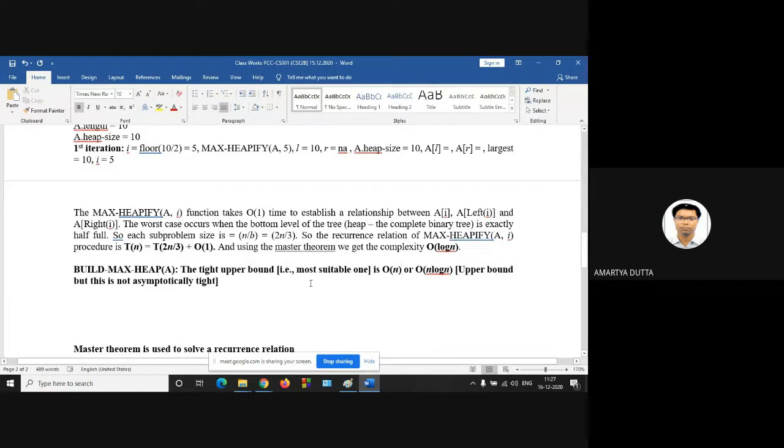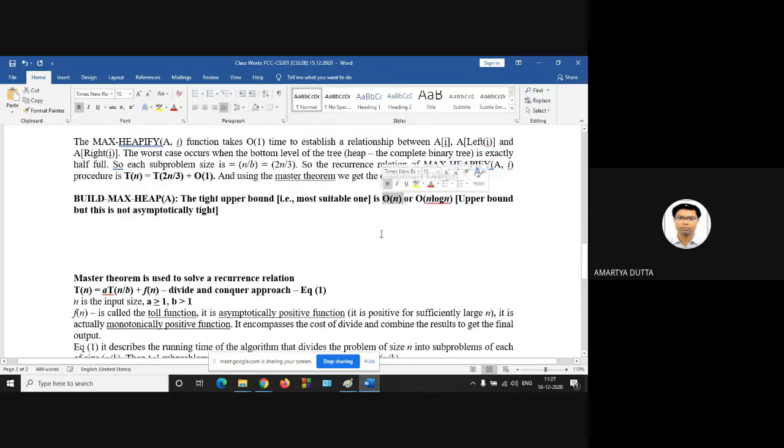The most suitable one is order of n. So we have to prove why the build maxif procedure takes order of n, not order of n log n. So we will prove this in our next class. Okay.